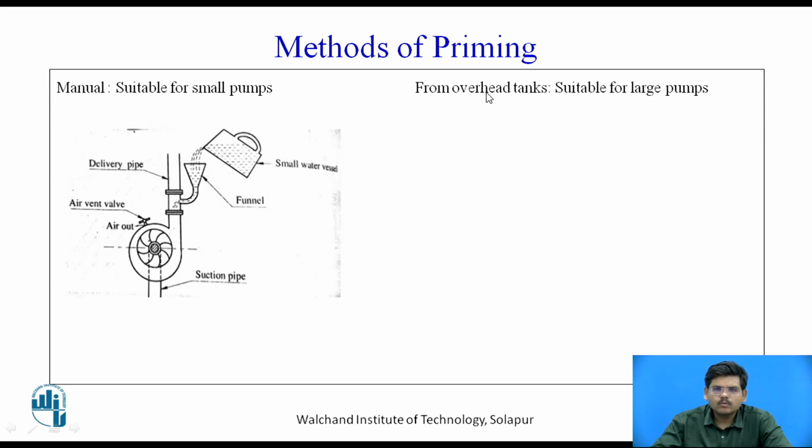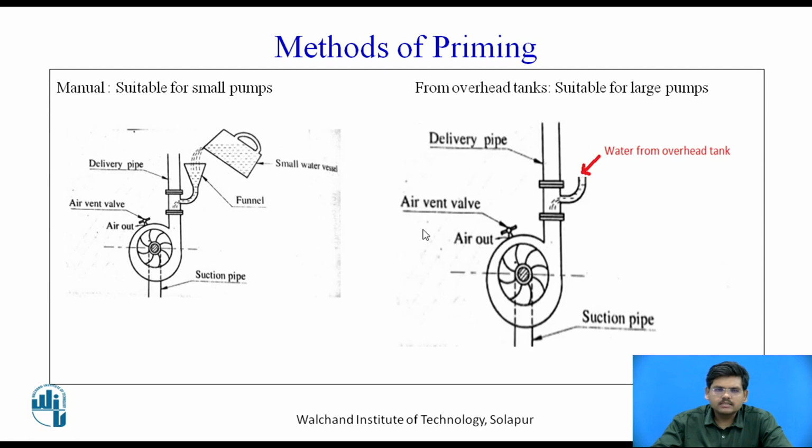Then we have priming from overhead tanks, which is suitable for large pumps. If the capacity of the pump is more, it is quite difficult and time consuming to fill this entire area, that is the delivery pipe, casing and suction pipe of large pumps, with manual pouring of water. So instead of that, we connect a small pipe at the delivery pipe end to an overhead tank.